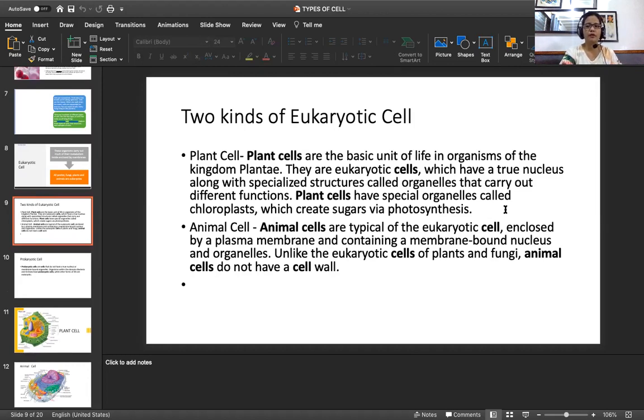You are also aware that there are two types of photosynthesis: the dark reaction and the light reaction. And also the animal cell. This is a typical eukaryotic cell. It is enclosed by a plasma membrane. It contains a membrane-bound nucleus and organelles, meaning this layer protects the cell from being damaged by its external environment. Unlike the eukaryotic cells of plants and fungi, animal cells do not have a cell wall. So between plant cell and animal cell, the cell wall is only for the plant cell.